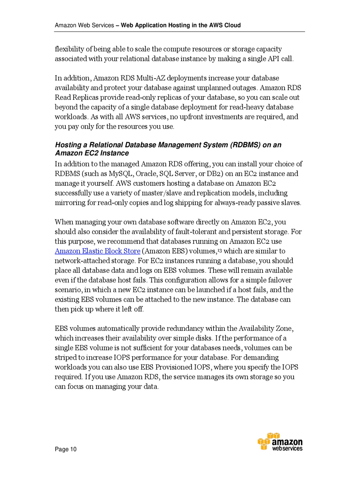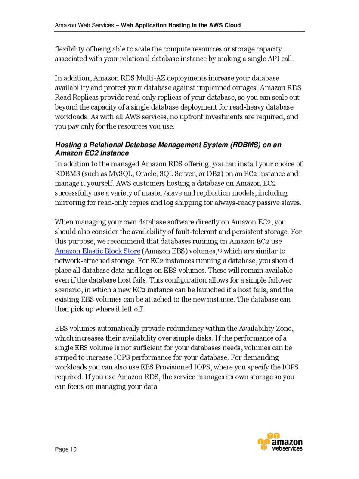This configuration allows for a simple failover scenario, in which a new EC2 instance can be launched if a host fails, and the existing EBS volumes can be attached to the new instance. The database can then pick up where it left off. EBS volumes automatically provide redundancy within the availability zone, which increases their availability over simple disks.